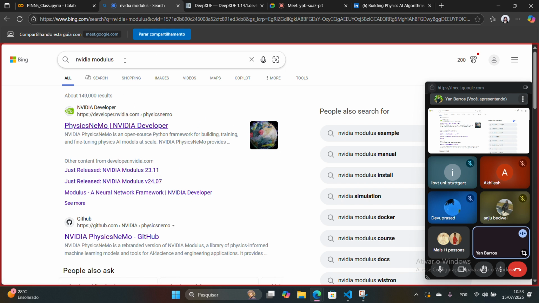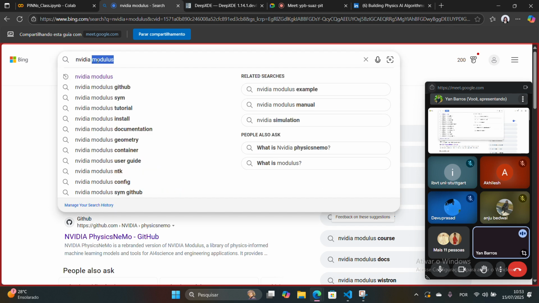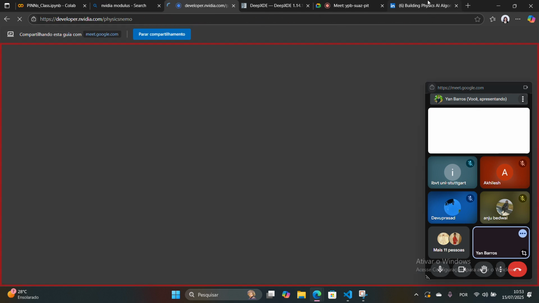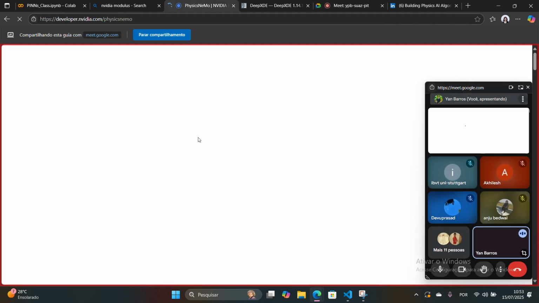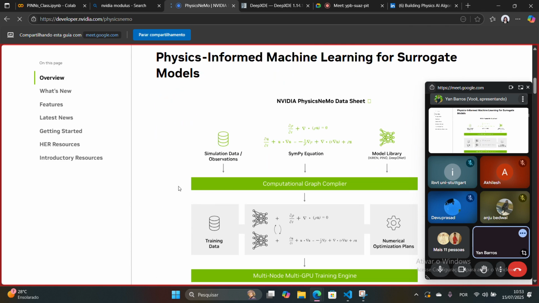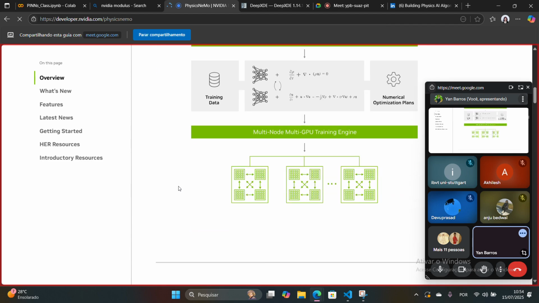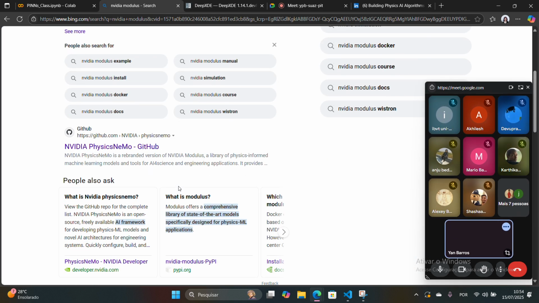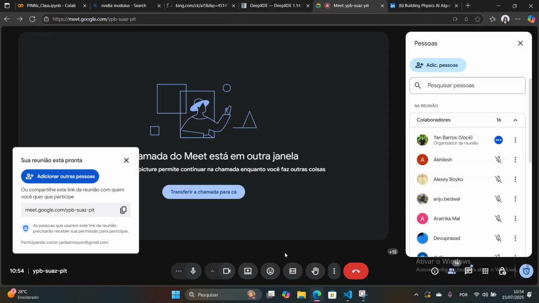But Physics NeMo is the Modulus from NVIDIA. It used to be NVIDIA Modulus when I started studying this, but now we have Physics NeMo. You can check the package inside of this. It's from NVIDIA, and you have some great stuff here. Then, the way we can use this: I was trying to use it with Google Colab, but I had some difficulties. Let me share the screen again.